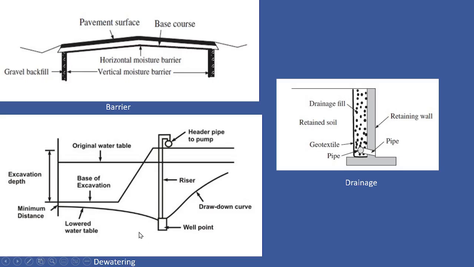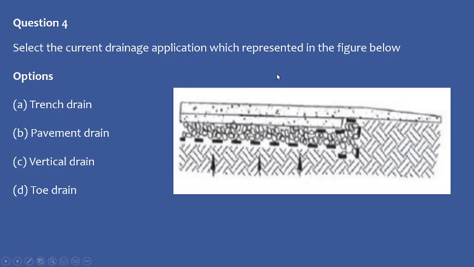And dewatering we have discussed: we apply pumps, and with the help of the pumps we remove the water. And in drainage, we create a path along any construction or structure, providing an alternative path for the water, so it won't lead to some failure in the soil. Let's have a better discussion about drainage in the next session. If you have gone through the different types of drainage, which type of drainage does this diagram represent?